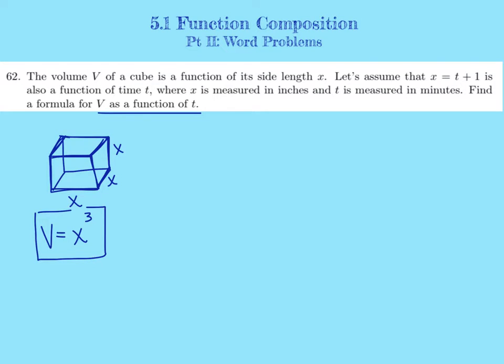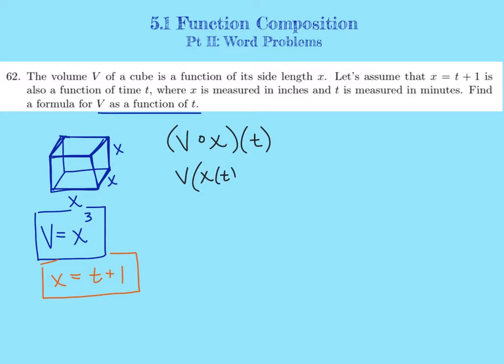The other thing that we know is that x equals t plus 1. So we're told that. So we have two functions here, and we kind of want to work through x to get from v directly to t. So what we can do here is actually compose these two functions and find v of x of t. What this means is we're going to find the volume of x of t.